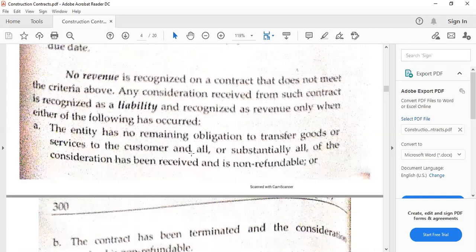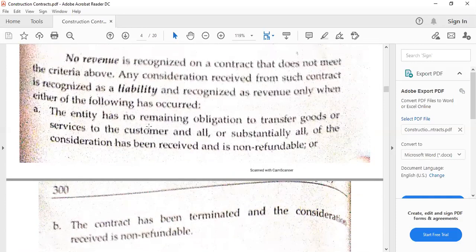Then if ever cash has been received prior to the rendering of services, then a liability will have to be recognized. That is unearned income. It could be current or non-current depending on the time. But then again, because this is a long-term construction contract, it will be a long-term unearned income.